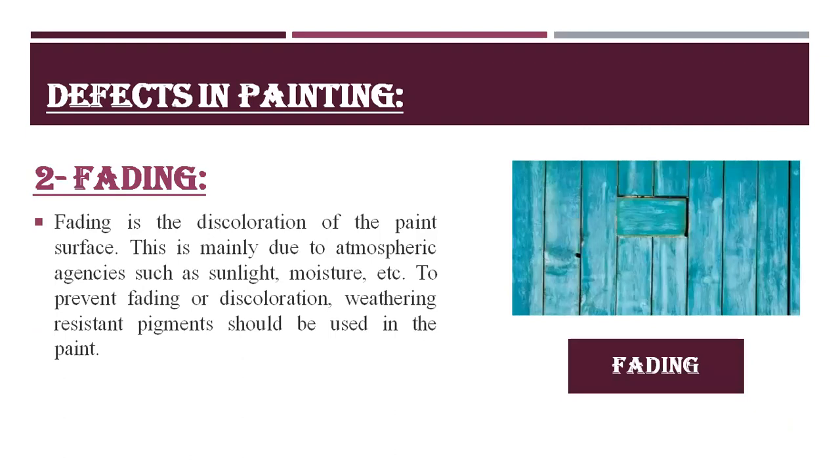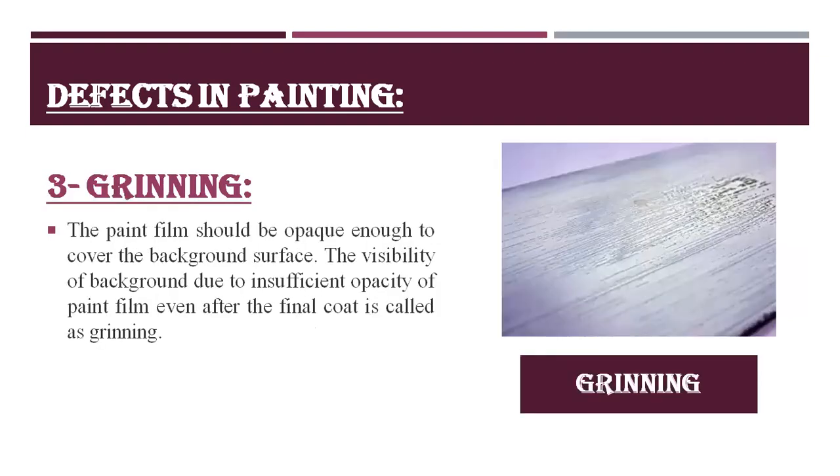Second is fading. Fading is the discoloration of the paint surface. This is mainly due to atmospheric agencies such as sunlight, etc. To prevent fading or discoloration, weathering resistance should be used in the paint. Third is graining. The paint film should be opaque enough to cover the background surface. The visibility of background due to insufficient opacity of paint film even after the final coat is called graining.